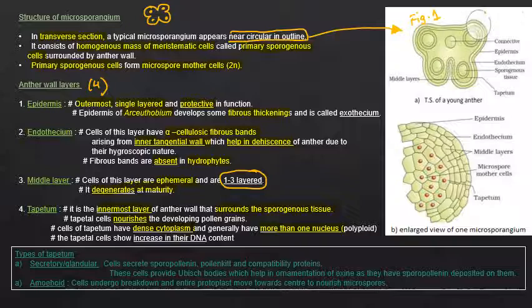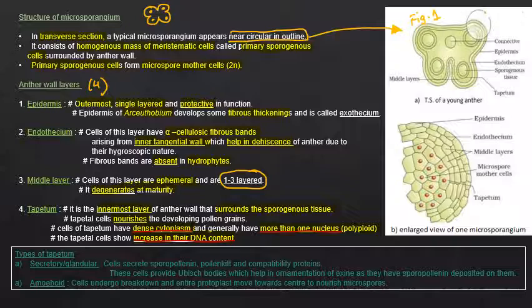Now when a cell has more than one nucleus in the same cell, we call it a polyploidy condition, right. If a cell has more than one nucleus, there is a high chance that it will have increased DNA content, and that can also be seen in the tapetum cells. The major three points of tapetum cells are that they have dense cytoplasm, more than one nucleus, and increased DNA content, right.